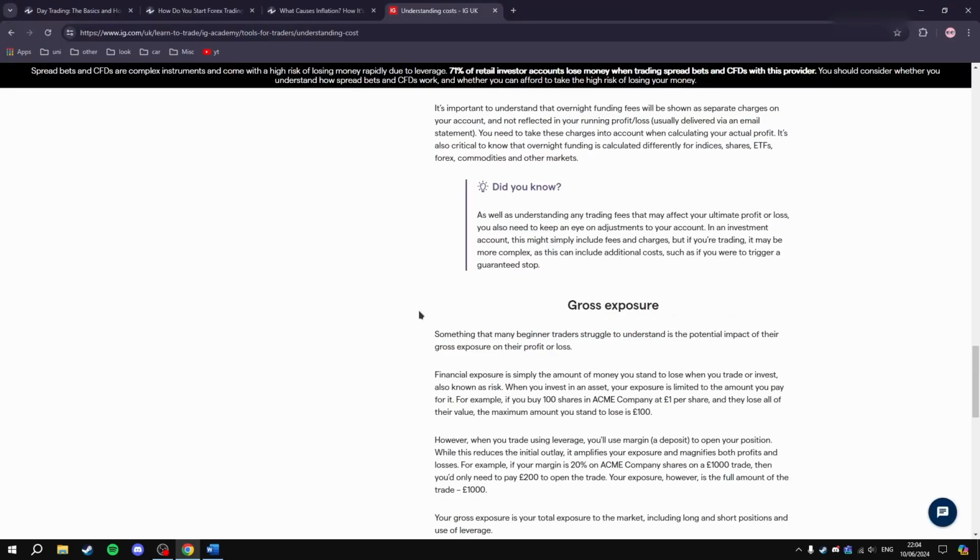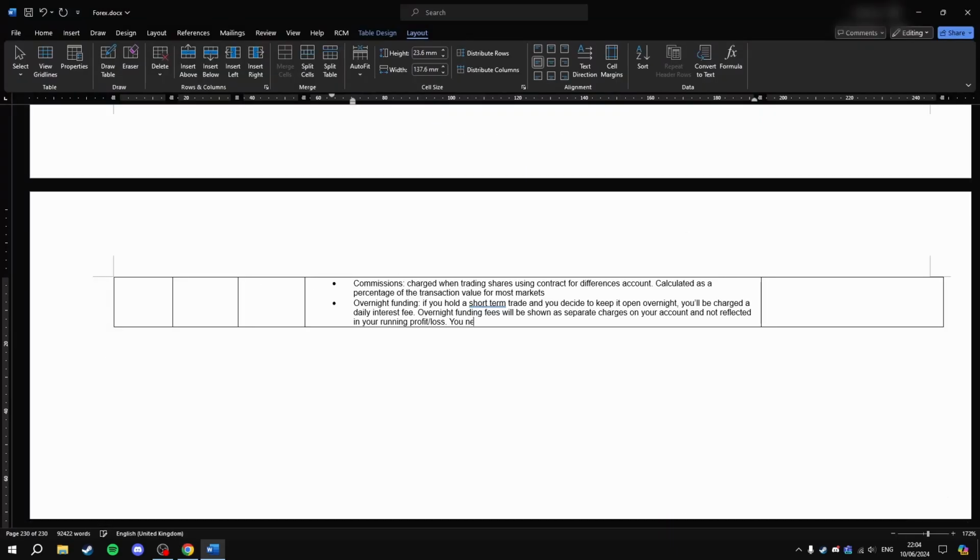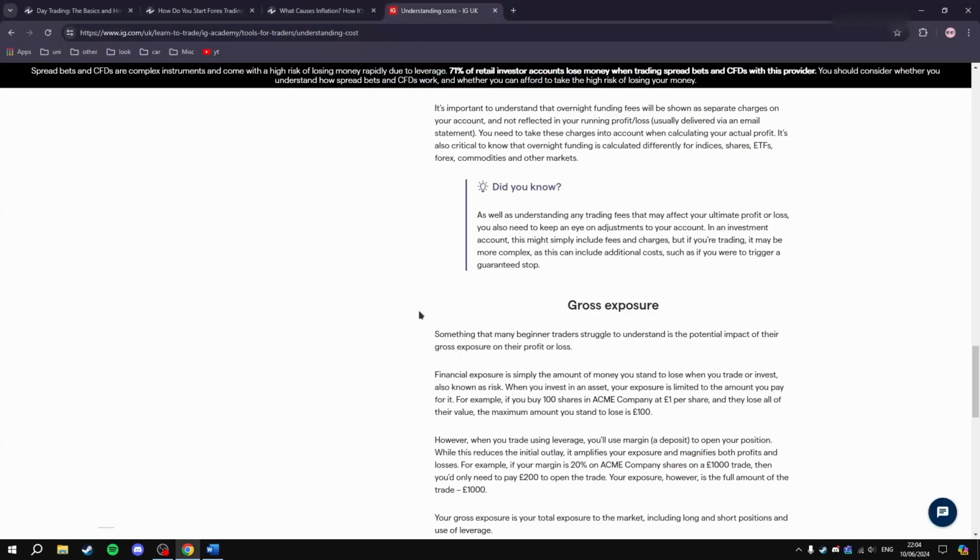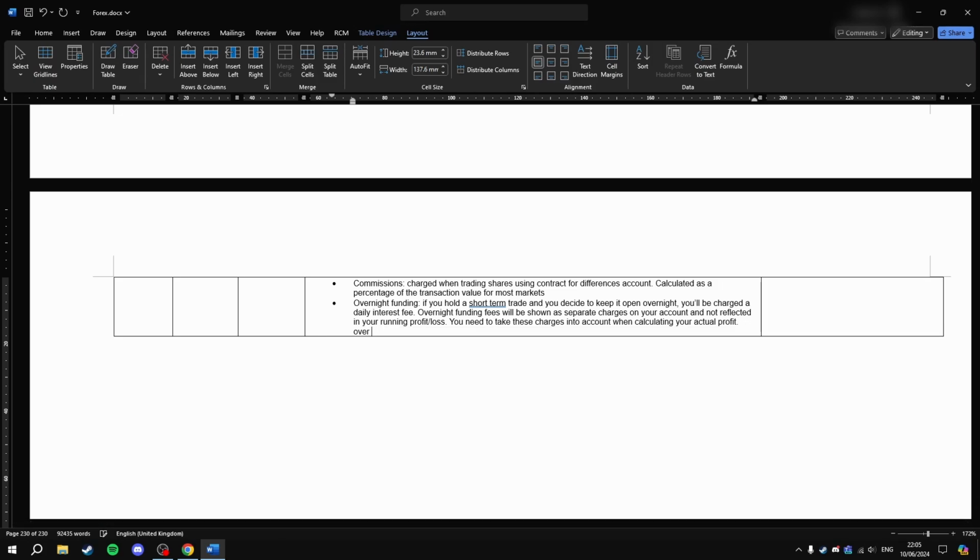You need to take these charges into account when calculating your actual profit. It's also critical to note that overnight funding is calculated differently for indices, shares, ETFs, Forex, commodities and other markets. So overnight funding is calculated differently for each asset.